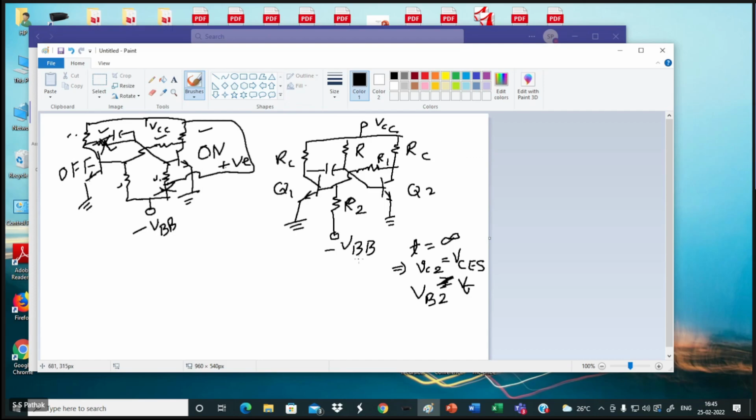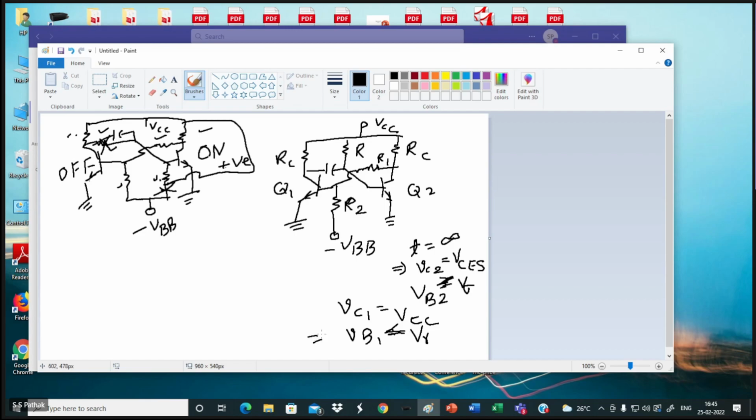Okay, now at t equal to infinity, what is my VC1? This one is in cut off state. So this was on, this was my off. So VC1 is what? VCC. And what is my VB1? VB1 has to be less than or equal to V gamma. I want to make it cut off. And accordingly, I am putting what is the value of VB1?